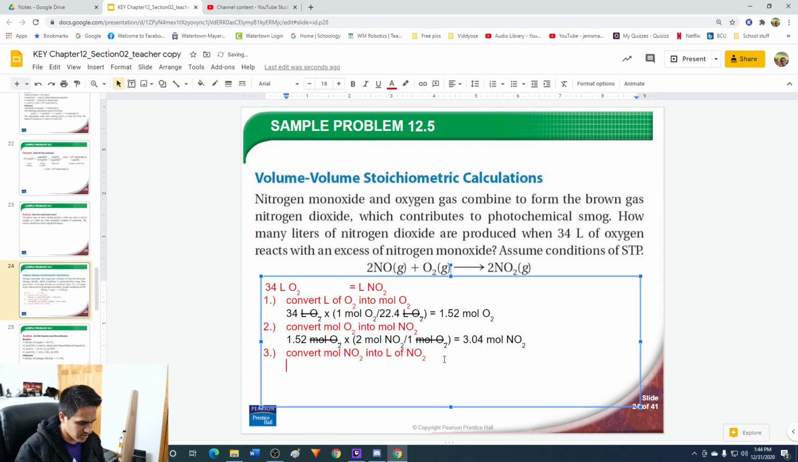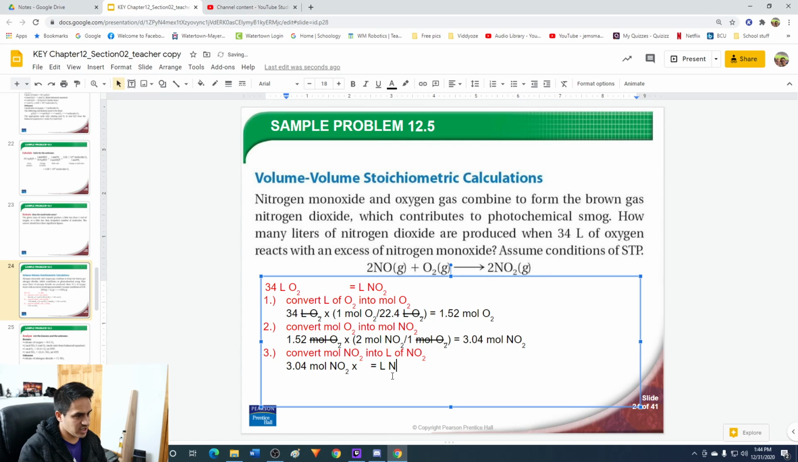And then the last part is we are going to convert our 3.04 moles of NO2 into liters, because the question is asking how many liters of nitrogen dioxide are produced.